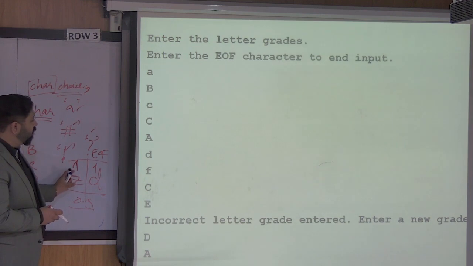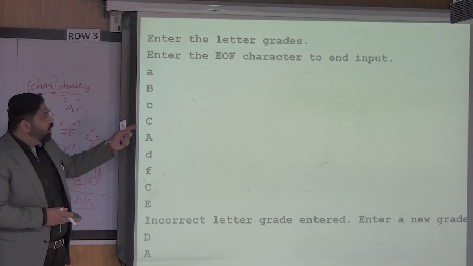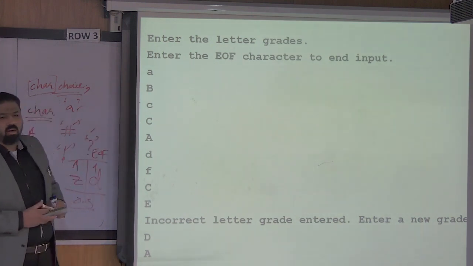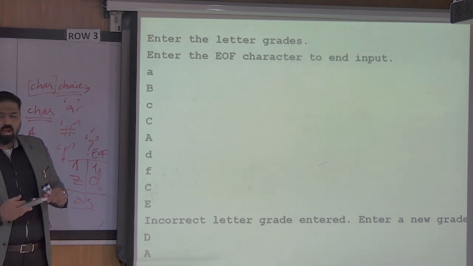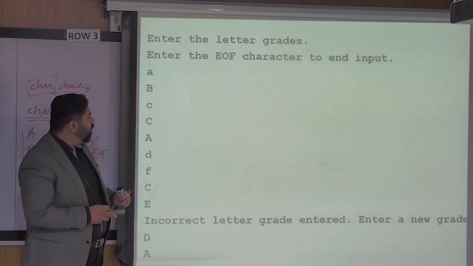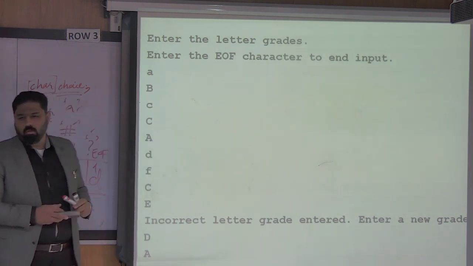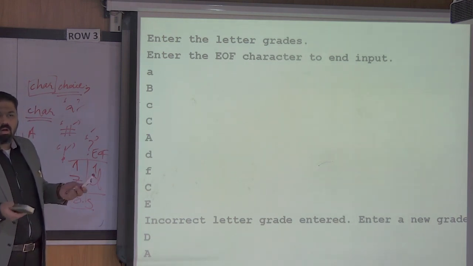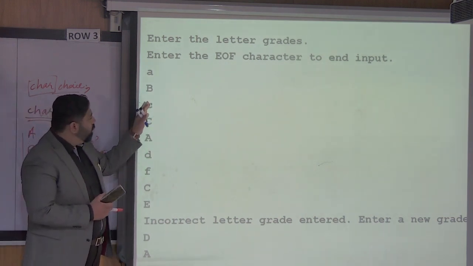So until the user is entering the grades, your program should keep working. For example, the user has entered A. Have you prompted the user to enter capital A or small a? As a programmer, we should be handling this exception. Either the user enters small a or capital A, the respective counter should be incremented. In case of A or small a, small a means alpha, and capital A means the same, alpha. So keep on entering.